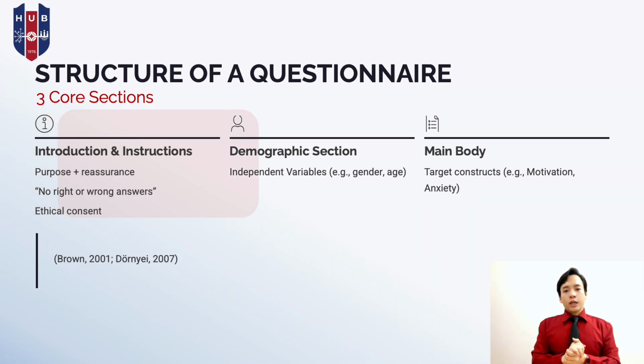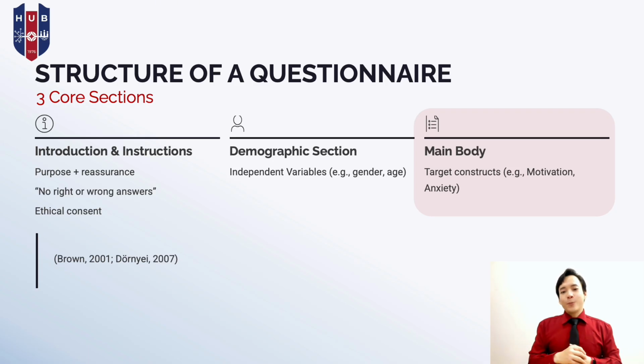Next, we usually collect demographic information such as gender, age, proficiency level. These are independent variables. And finally, the main body focuses on the dependent variables that we want to measure, such as motivation or language anxiety.